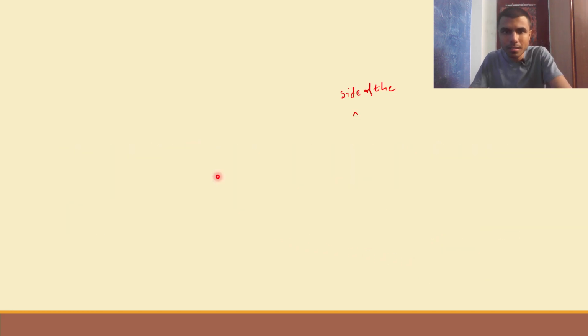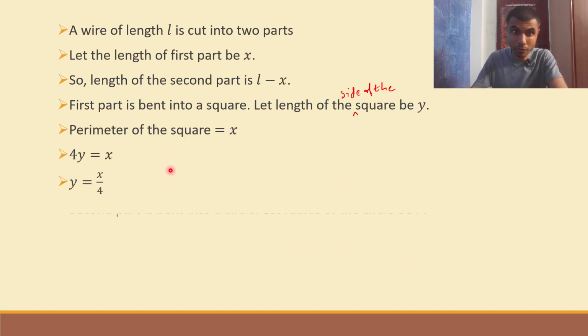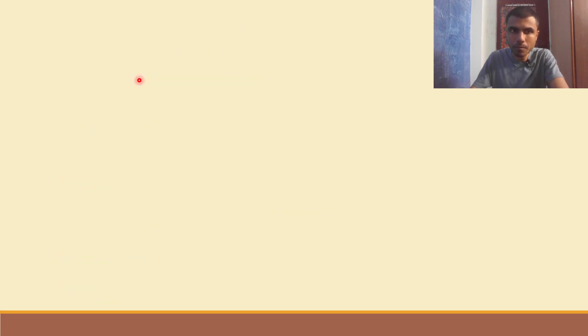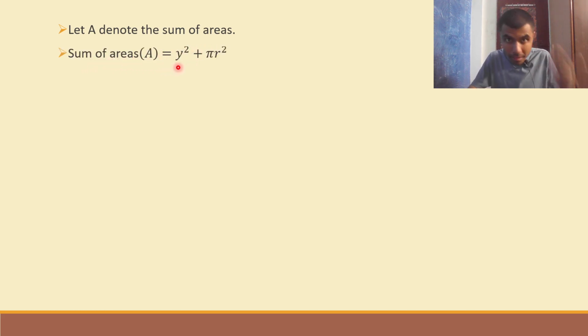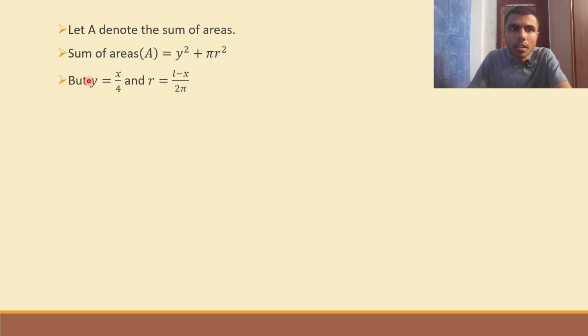So sum of areas is going to be, let capital A denote the sum of areas. Capital A, area of square is y square and area of circle is pi r square. Now, y is equal to x by 4 and r is L minus x by 2 pi. This is why I did what I did in the previous slide. You saw, right? I wrote y in terms of x, and r also in terms of L and x. L is also there, fine.